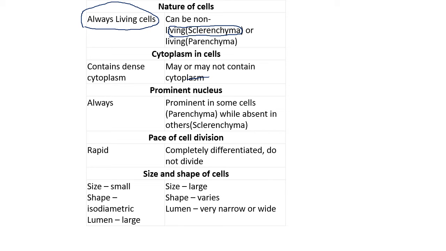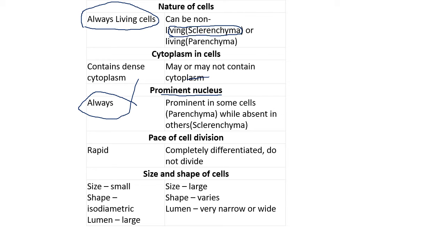And now if you look at the prominent nucleus, you will always see that the meristematic cells have a prominent large nucleus, because inside the nucleus you have the genetic material, and in the dividing cells, in the meristematic cells, the genetic material, the DNA is active. It is replicating, it is transcribing, it is translating, and then you have a prominent nucleus. While in case of the permanent tissues, it may be prominent, for example in case of parenchymatous cells, and it can be completely absent, such as sclerenchyma.